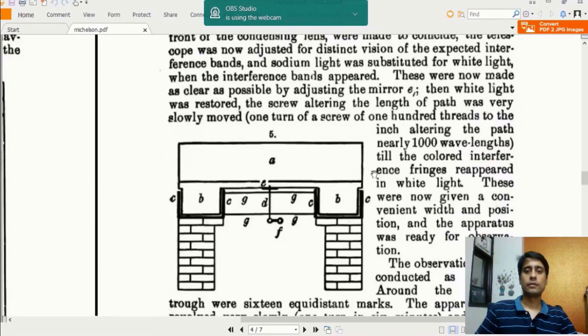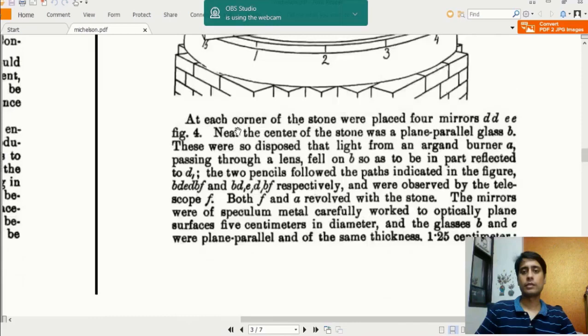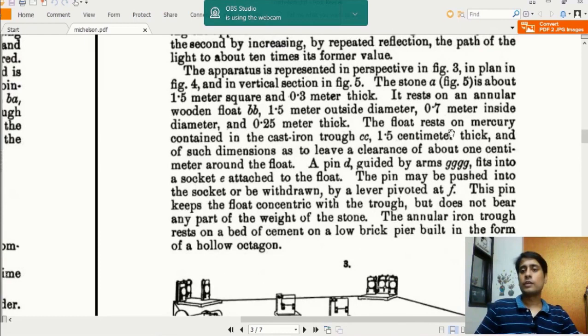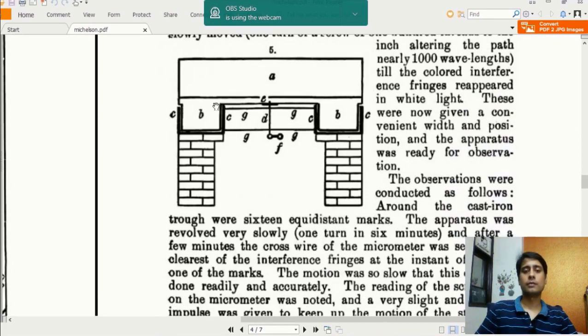So this ring-shaped wooden float is like a wheel on which this stone has been mounted, and that wooden float is inside a trough of metal, of iron. So let's come to the same page. The float rests on mercury contained in the cast iron trough CC. It's like a vessel, also of annular shape, and in that mercury has been filled. There is some mercury inside it, and the wooden block is inside that trough.